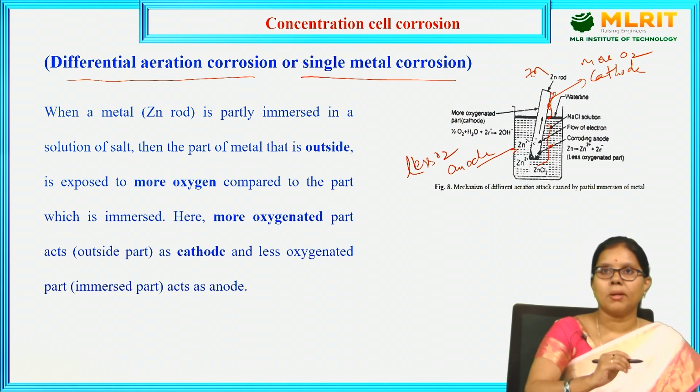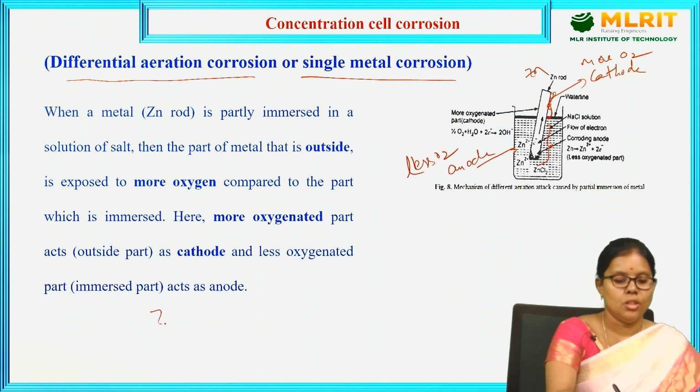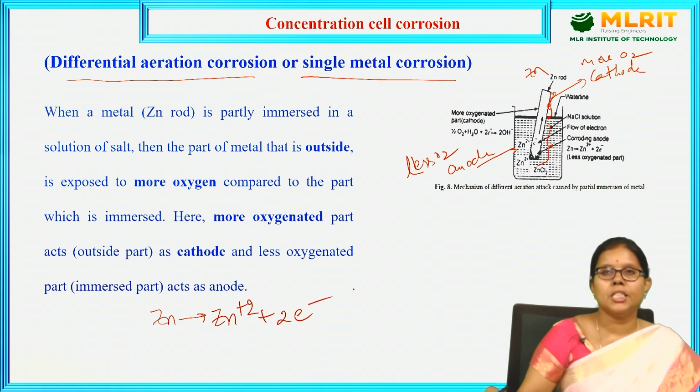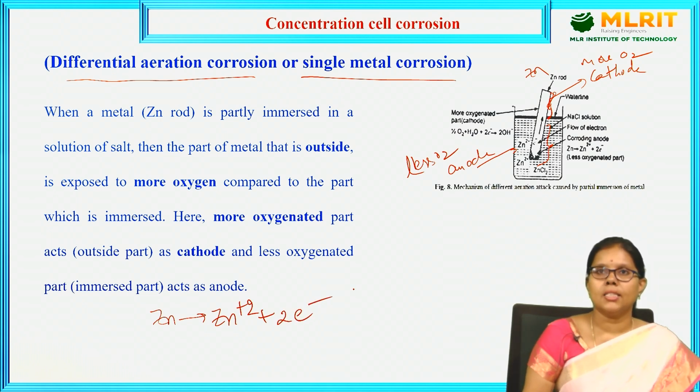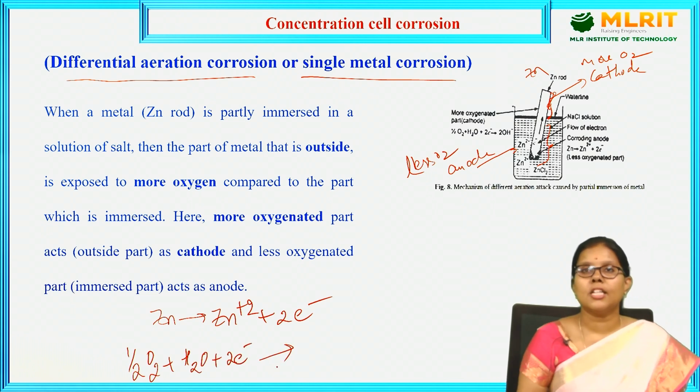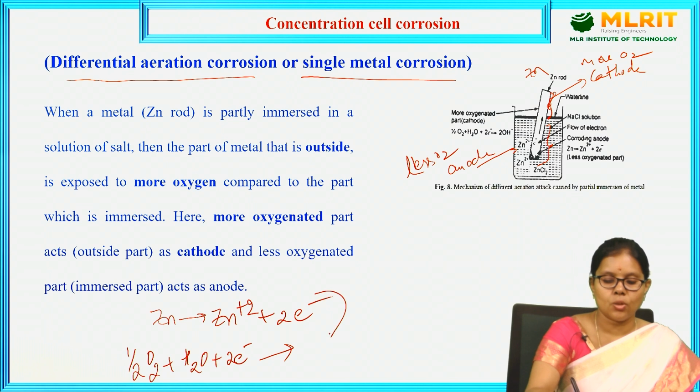What is the anodic part? The part dipped into the salt solution. So, the zinc is oxidized into Zn2+ plus 2 electrons. Zinc metal is oxidized to zinc metal ions plus 2 electrons. These electrons are gained by half O2 plus H2O plus 2 electrons, the moisture. Always, electrons move from anode to cathode.